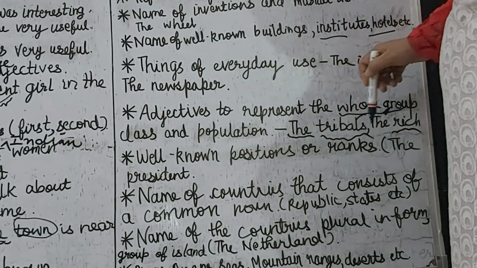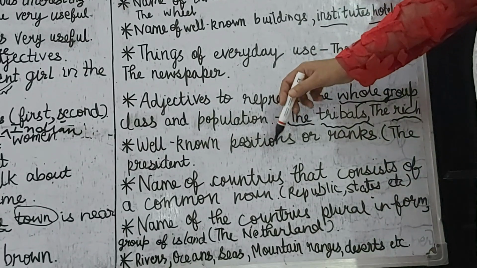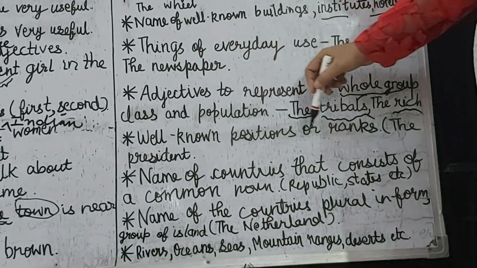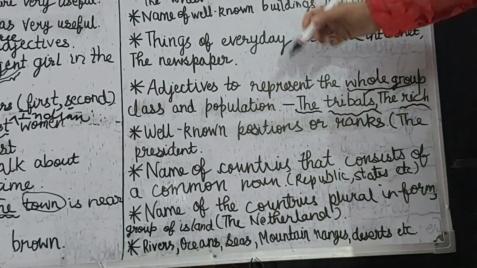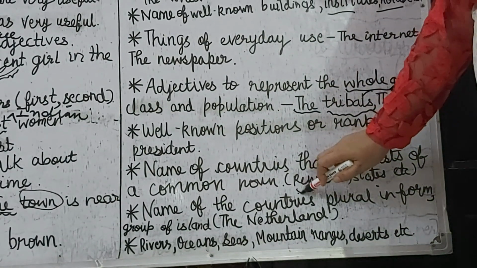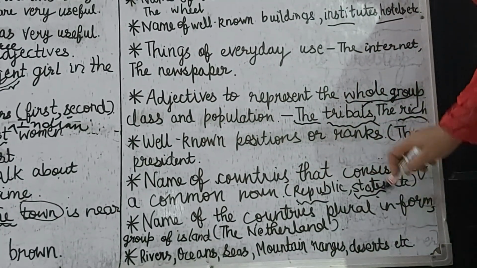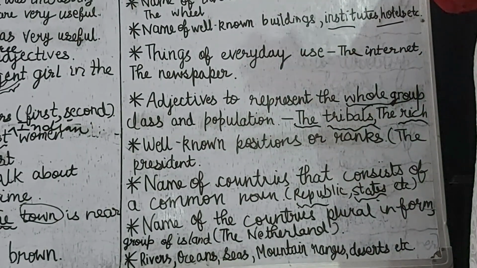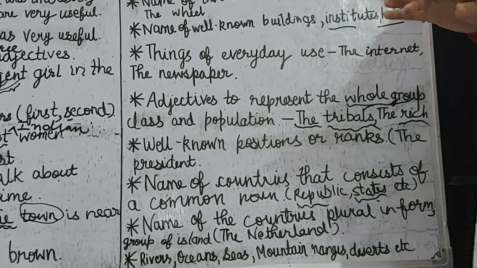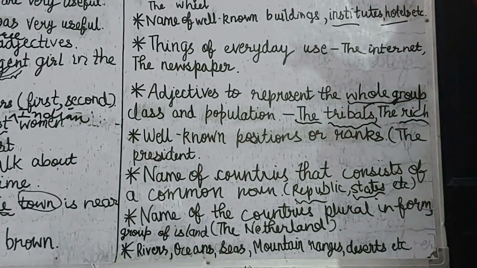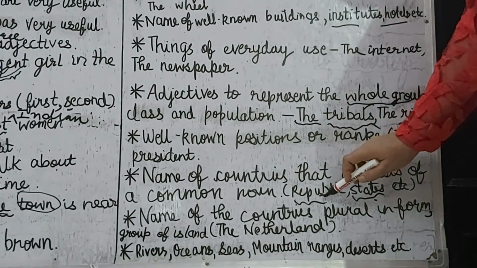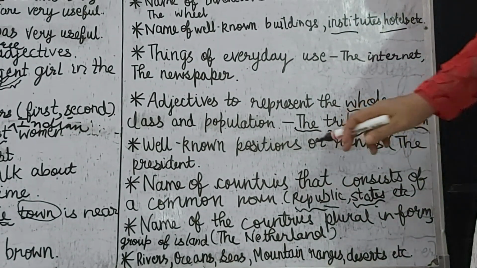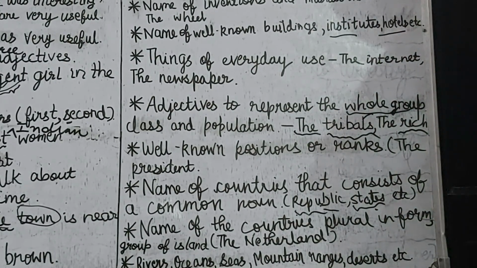Name of the countries that consist of a common noun. We use the definite article with the name of the countries that have a common noun like Republic, States, the United States of America, the Republic of Congo. So with the countries that consist of a common noun like Republic, States, we always use the definite article.